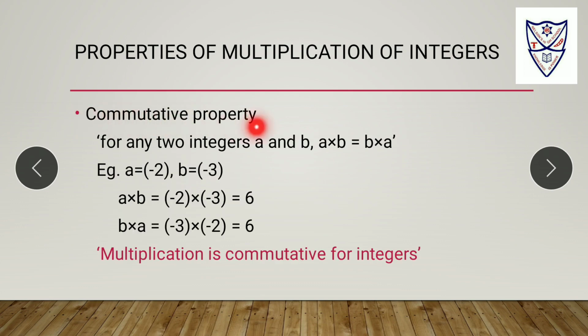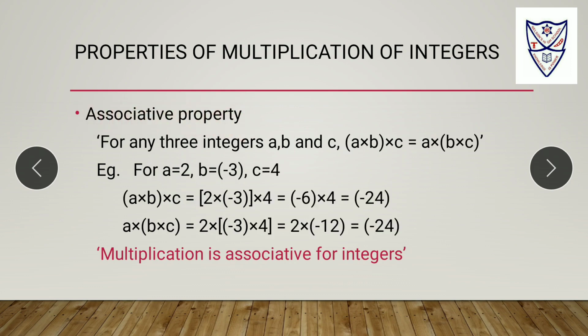Next, commutative property. For any two integers a and b, a multiplied by b is equal to b multiplied by a. Let's take one example. a is equal to minus 2 and b is equal to minus 3. a multiplied by b is equal to minus 2 multiplied by minus 3. Two negative signs, so positive answer, and 2 threes are 6. b multiplied by a, minus 3 times minus 2, same as 3 twos are 6. So from this example we can say that multiplication is commutative for integers.